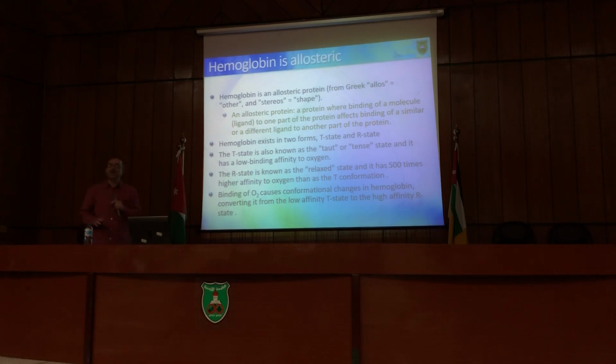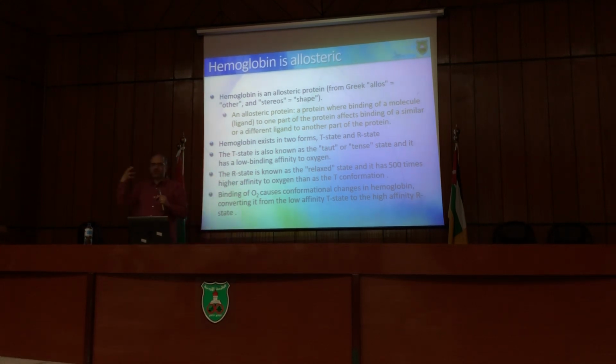And this is similar to other enzymes and other proteins that we call allosteric. Allosteric. Steri means shape. Allo means different. So allosteric proteins are proteins that have different shapes. In the case of hemoglobin, it has a high affinity state and a low affinity state. The high affinity state is known as the R state, and R means relaxed. The low affinity state is indicated as the T state, or the tense state.